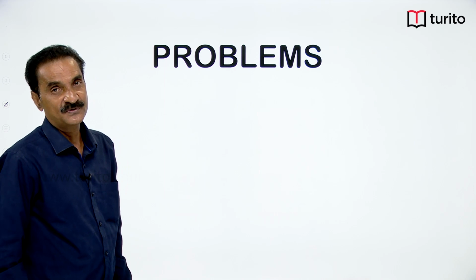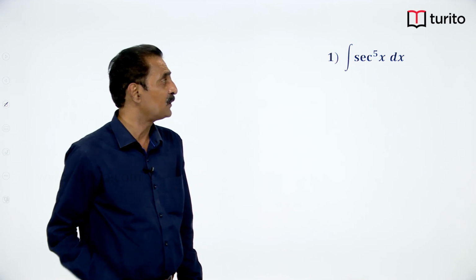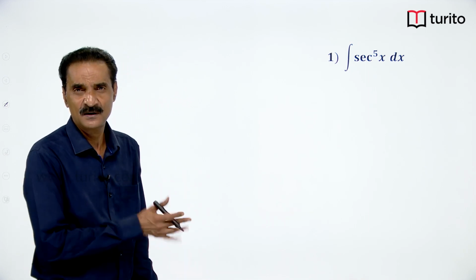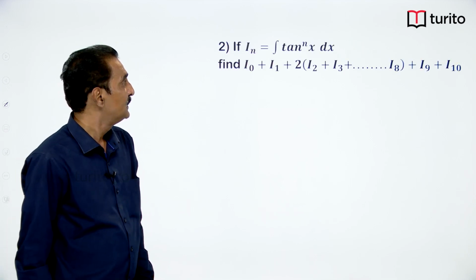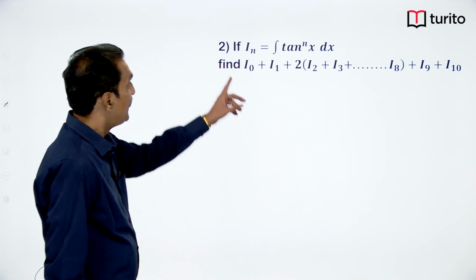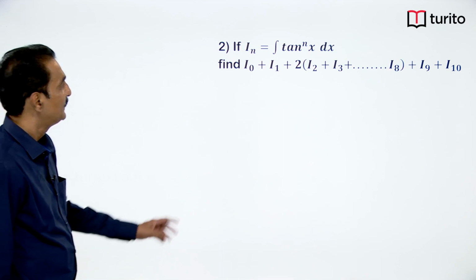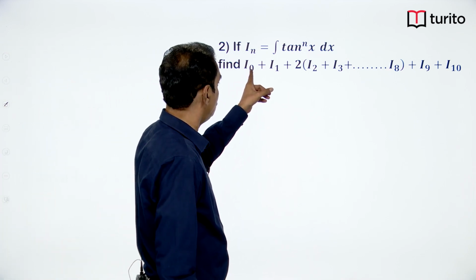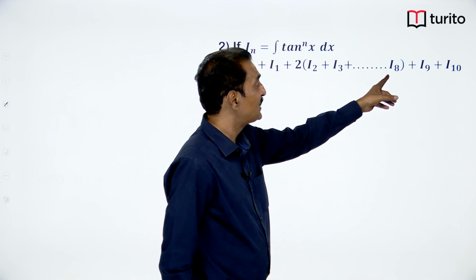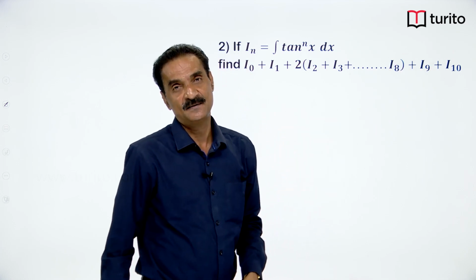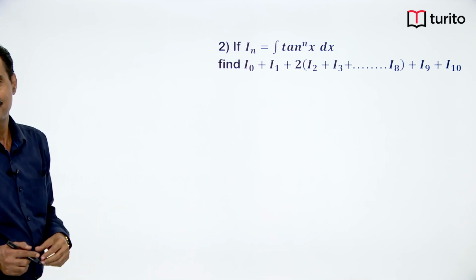Now, problems. Integral secant power 5 x, I think we do not need to solve, already we have done direct application of the reduction formula. If In is equal to integral tan power n x dx, find I0 plus I1 plus 2 into I2 plus I3 plus and so on I8 plus I9 plus I10. The pattern of the terms looks a little odd.